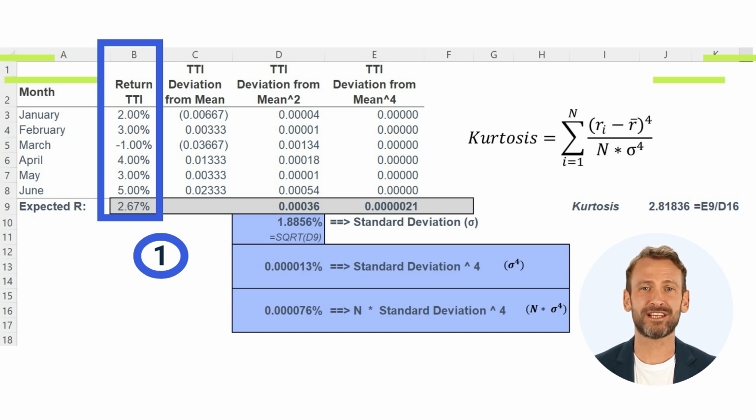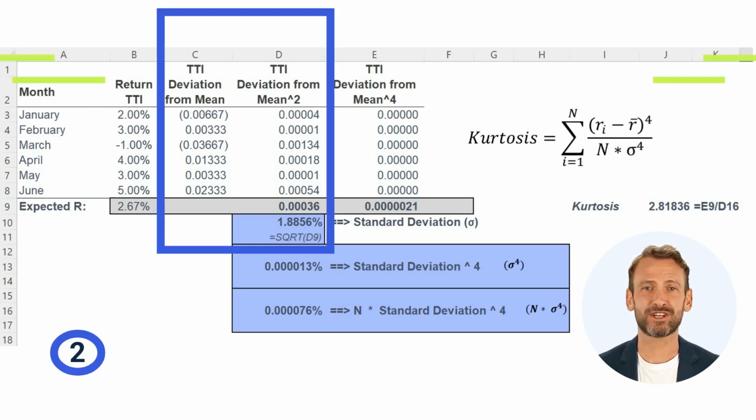This average return is the result of adding all the monthly returns and dividing by the number of months of data. We can also interpret it as the return we predict when looking forward. After calculating it, this return is 2.67% for TTI.